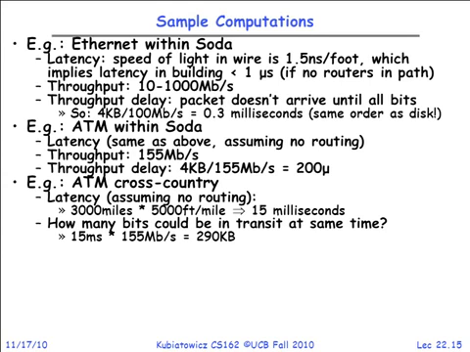Now the question is, why am I even bothering to compute this number? I mean, this probably looks bizarre. 3,000 miles times 5,000 feet per mile, 15 milliseconds. Why do I bother computing that number? Why is that interesting? Yes?